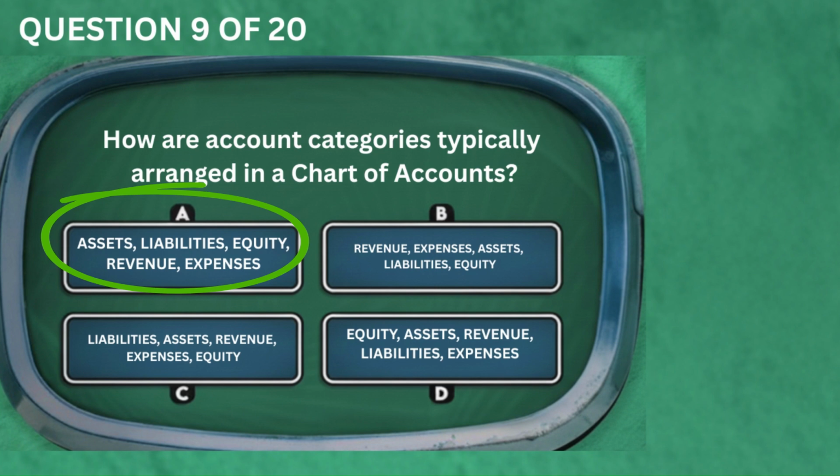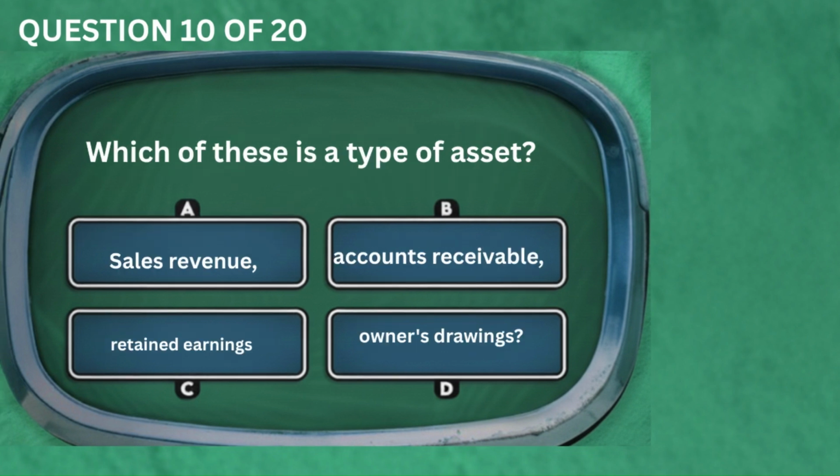Assets are equal to liabilities plus equity. Revenue and expenses flow into equity, so they appear after it in the chart of accounts. Question 10. Which of these is a type of asset? Options are: sales revenue, accounts receivable, retained earnings, or owner's drawings. It's B. Accounts receivable represents money owed to the business by its customers. It's an asset because it provides future economic benefit.